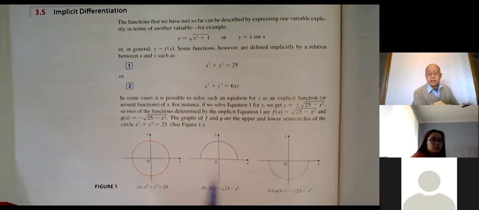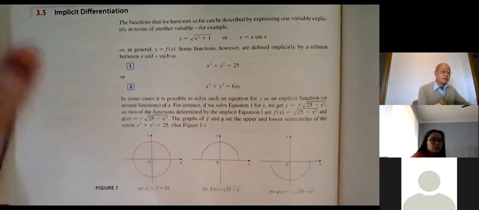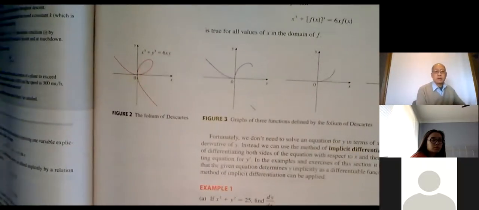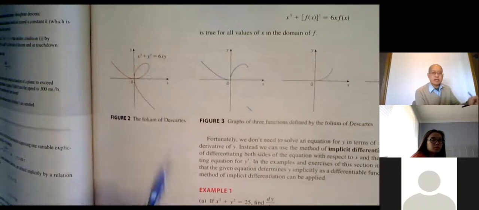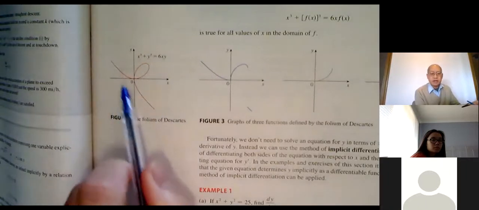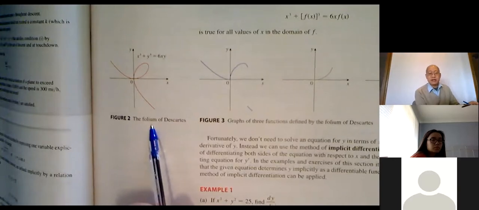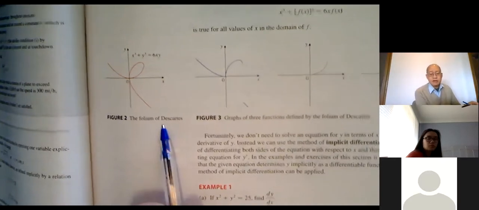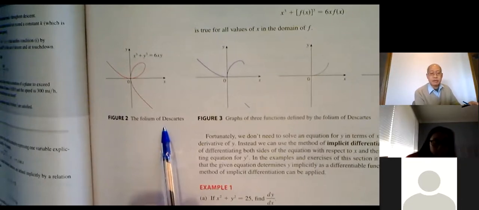But ultimately, it may not be a function, or if it is a function, it's too difficult to solve. I'm going to show you something here. X cubed plus y cubed equals 6xy. It's a real funny looking thing. It goes like that. There's a name for it. Don't write it down. It's called the Folium of Descartes. Don't memorize it. I haven't memorized that. It's not really worth memorizing.